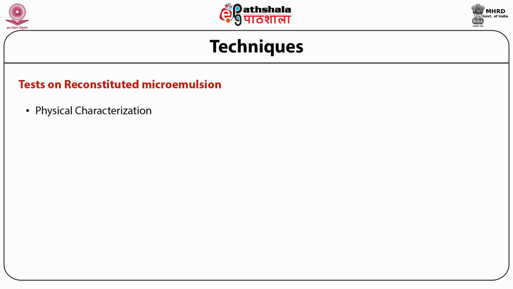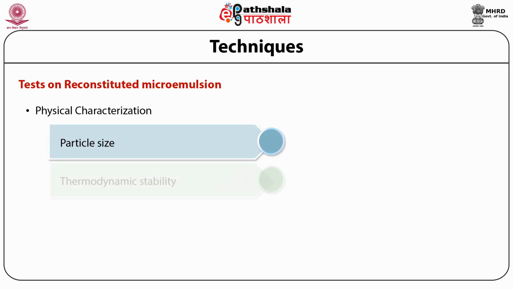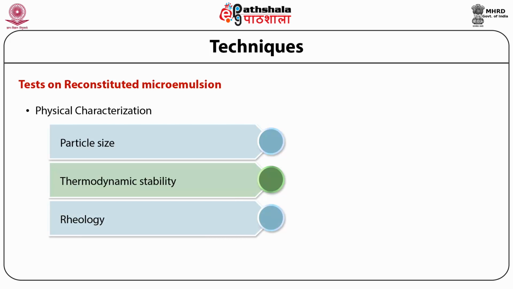The physical characterization of a microemulsion is determined using particle size analysis and thermodynamic stability methods. Thermodynamic stability is very important and can be determined by three methods: the heating and cooling method, the centrifugation method, and the cloudiness or cloud point determination method. Then there is rheology determination and surface tension of a liquid pre-concentrated microemulsion.